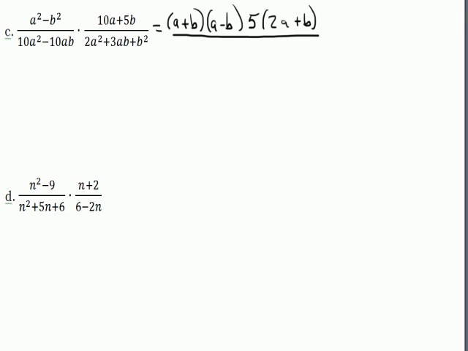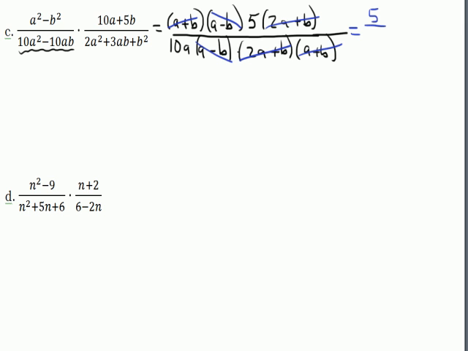all divided by, well, in the denominator, the first expression I see is 10a squared minus 10ab. The greatest common factor there should be 10a times a minus b. And going across, the 2a squared plus 3ab plus b squared factors to be 2a plus b times, let's see, this should be a plus b. Right now I want to go through this expression and look for common factors that cancel out. I've got an a plus b here, an a plus b there, a minus b, 2a plus b, 2a plus b. Let's write down what I'm left with.